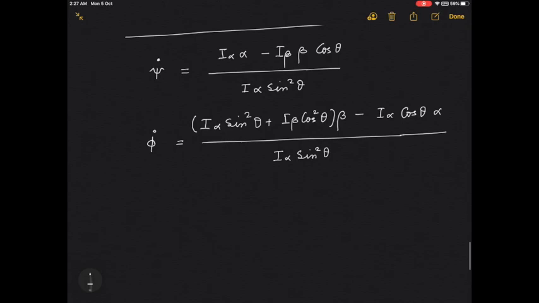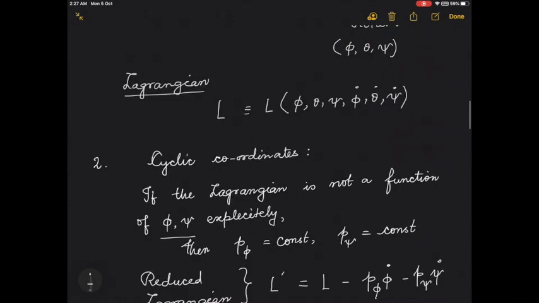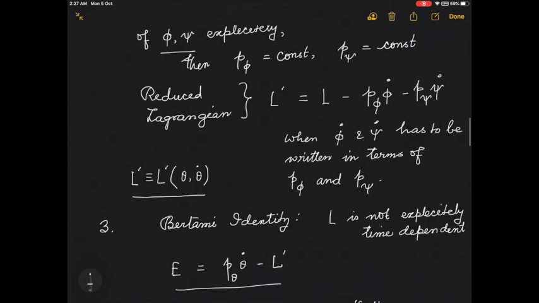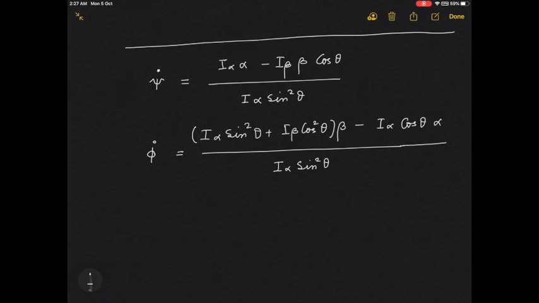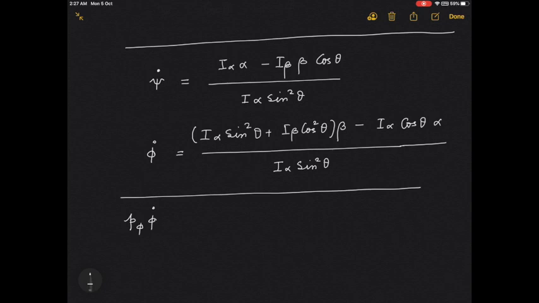Now let me remind you something. Remember that when we looked over the reminders, I can now define an effective or reduced Lagrangian, which is L minus P phi phi dot and P psi chi dot, with phi dot and chi dot written in terms of P phi and P psi. So let us try to do that. Chi dot and phi dot we have written in terms of P phi and P psi already. So let us calculate, because this will be easier to start with, P phi phi dot plus P psi chi dot times I alpha sine square theta.